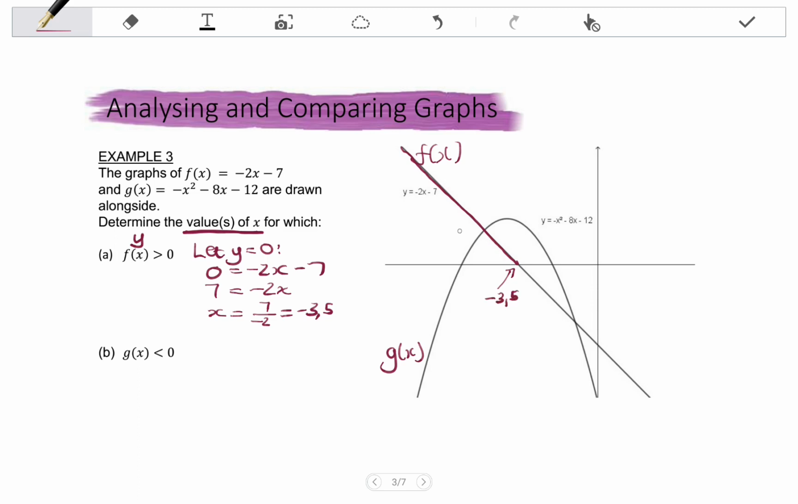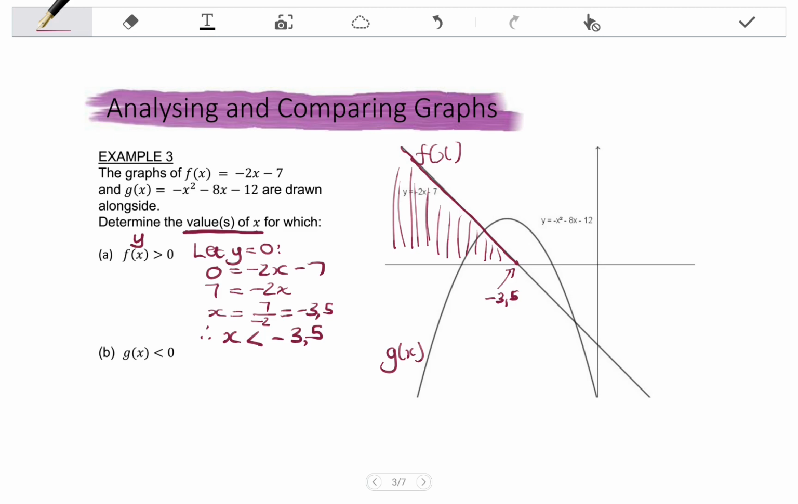Okay, so to answer the question, f of x is greater than 0, this part of the graph, and I need to answer in terms of the x coordinates. Okay, so these x coordinates are all values that are less than negative 3.5. So therefore x is less than negative 3.5.